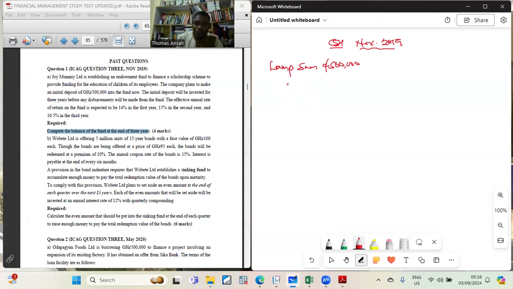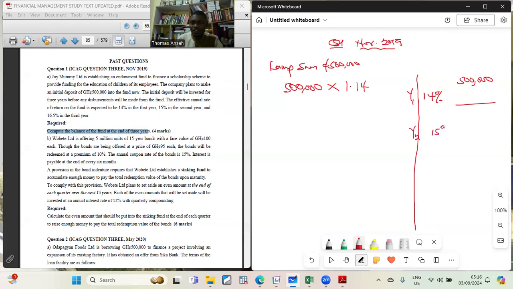So quickly, it's simple. You take 500,000, then you multiply it by 1.14 for the first year. You can also do the traditional approach. You had 500,000, then there is interest of 14%. When you finish, you add it up. This is year 1. The next interest, year 2, will be 15%. Then you add it up. Then the next interest, year 3, will be 16.5%. So you add it up, you get your final answer.